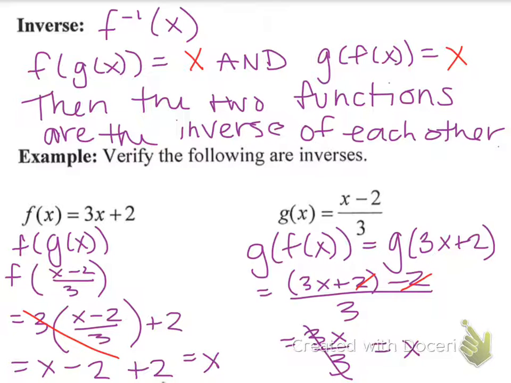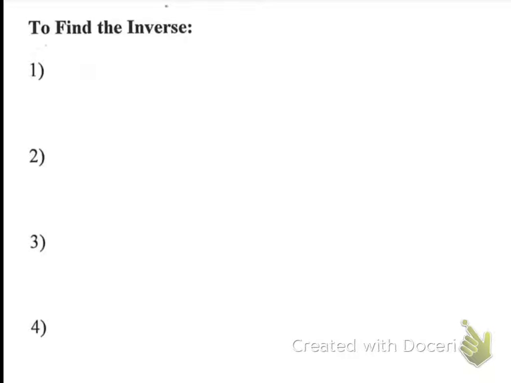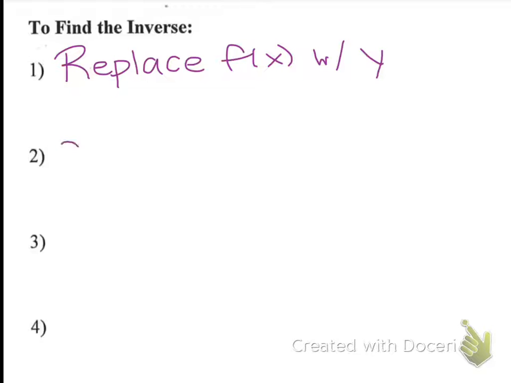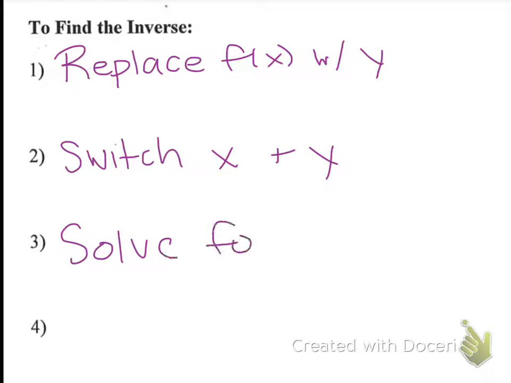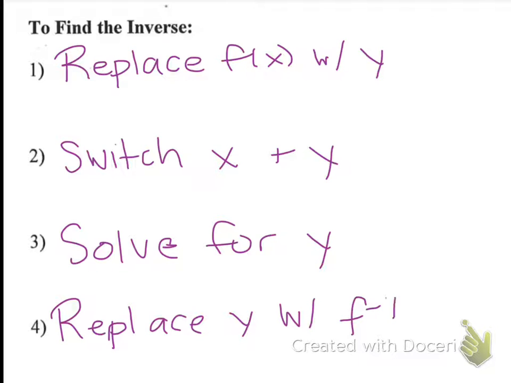So let's discuss how you find the inverse if you're only given one equation. All right, to find the inverse, step 1 is to replace f of x with y. Step 2, switch x and y. Step 3, solve for y. And step 4, replace y with f -1 of x, which means the inverse of x. All right, so let's try 4 examples real quick.